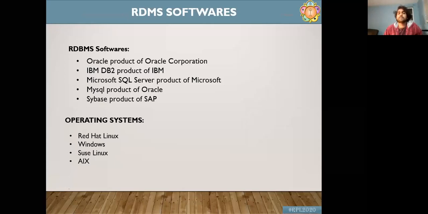So Oracle database is a product of Oracle Corporation. IBM DB2 is a product of IBM. SQL Server is from Microsoft. MySQL again is from Oracle, and Sybase is a product of SAP. MySQL is an open source database. It was initially owned by Sun Microsystems, but since Sun Microsystems was acquired by Oracle, MySQL is now pretty much owned by Oracle.